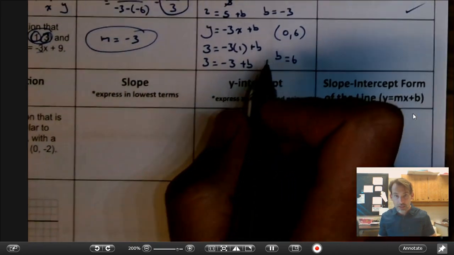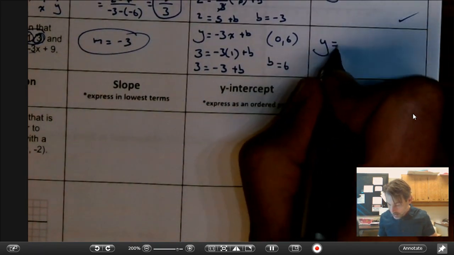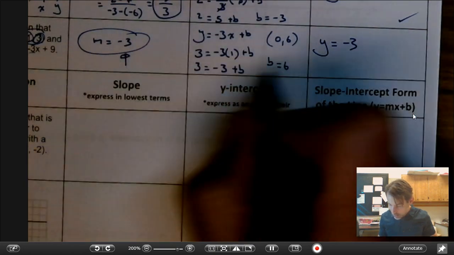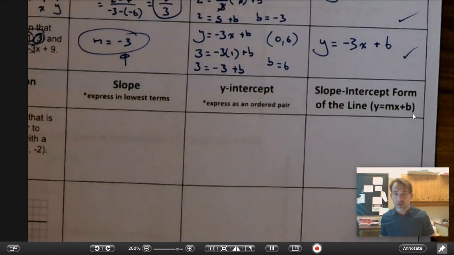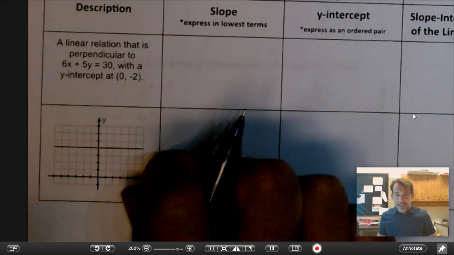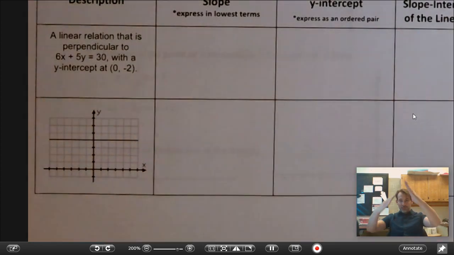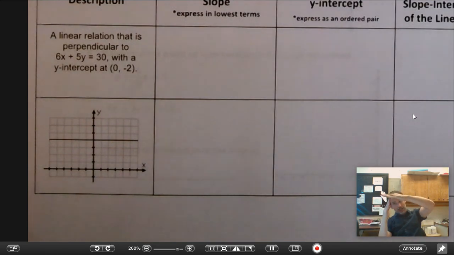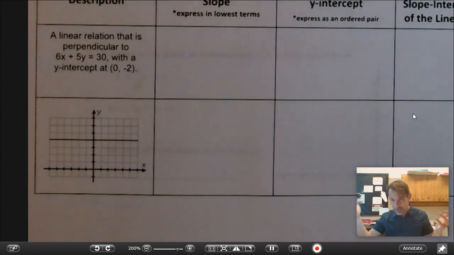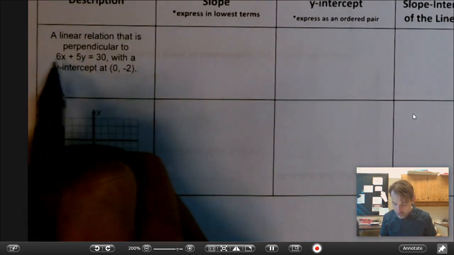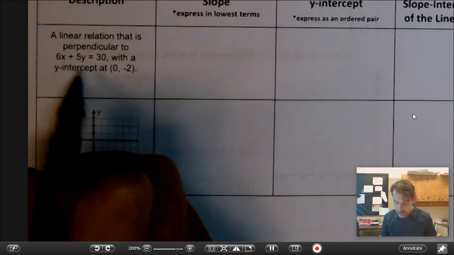So now I can write this in y equals mx plus b form. Y equals negative 3, because that's m, x plus 6. Good for all the marbles. Perpendicular lines. Perpendicular lines have slopes that are related, as you can see. It's the negative reciprocal of the slopes. It means you have to flip the fraction over and make it negative, and then you have the slope of the perpendicular line. So first we need to find the slope of this relationship.